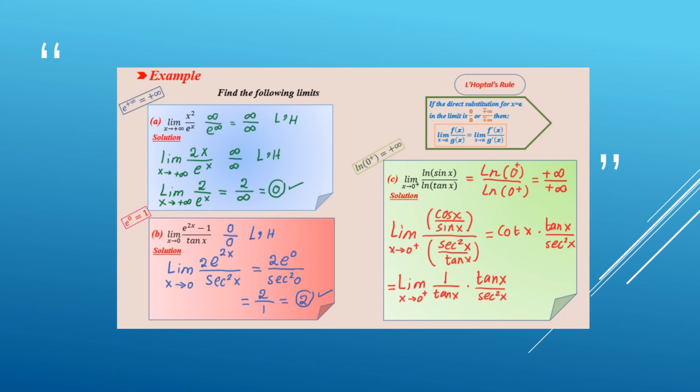Now you can cancel tan x with tan x, and you will get the limit of 1 over secant squared x when x goes to 0 from the right. And as you know, secant of 0 equals 1, and 1 squared equals 1. So when we plug in the value of x, which is 0, you will get 1 over 1, and this equals 1. And that's it. Thank you.